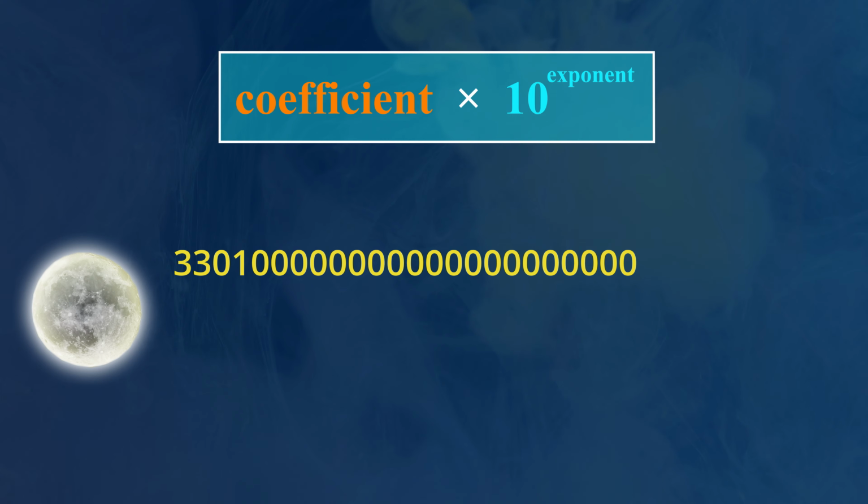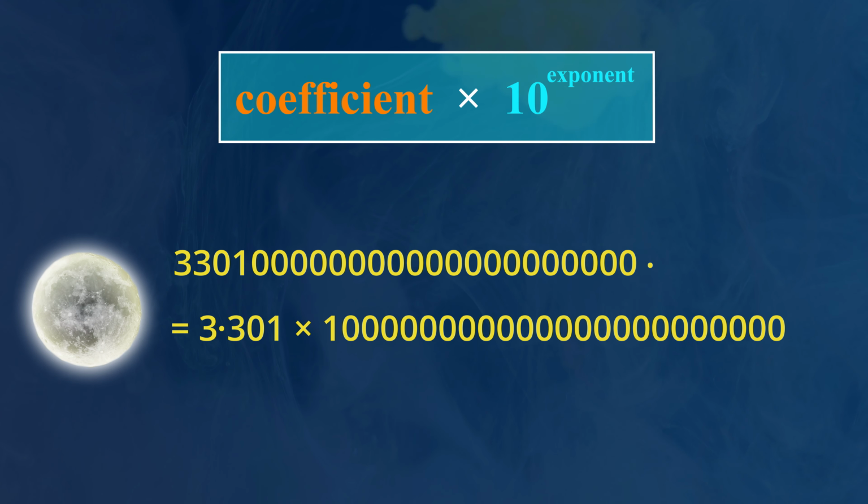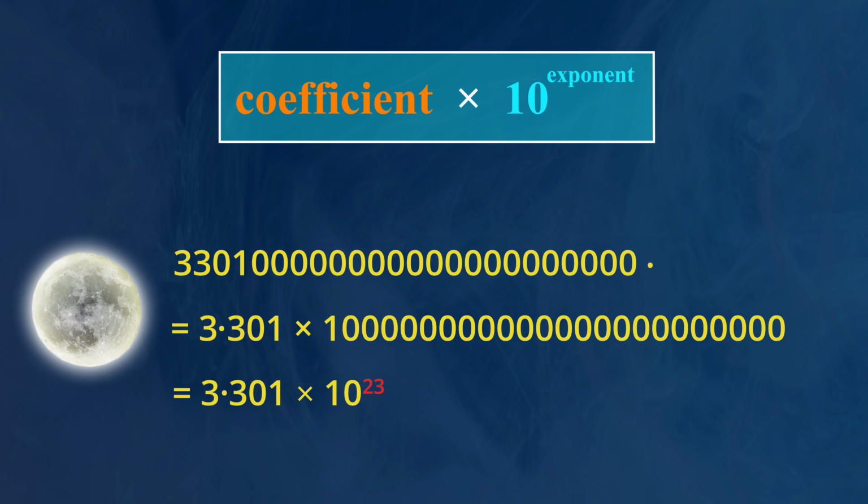Here is the weight of the planet Mercury in kilograms. The coefficient is 3.301. The decimal point has moved 23 places. In scientific notation, this is 3.301 multiplied by 10 to the exponent of 23.